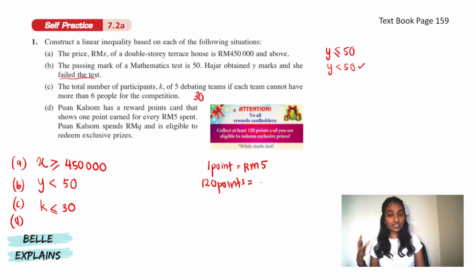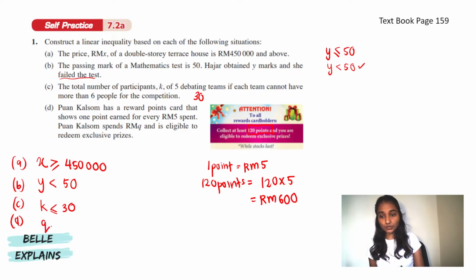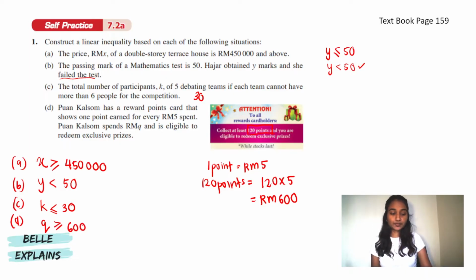If she had gotten 120 points, it means that she had spent at least 600 ringgit. Okay, this is the minimum that she had spent. So this one would be Q. Q is more than or equal to at least 600 ringgit that she had spent. Okay, next one.